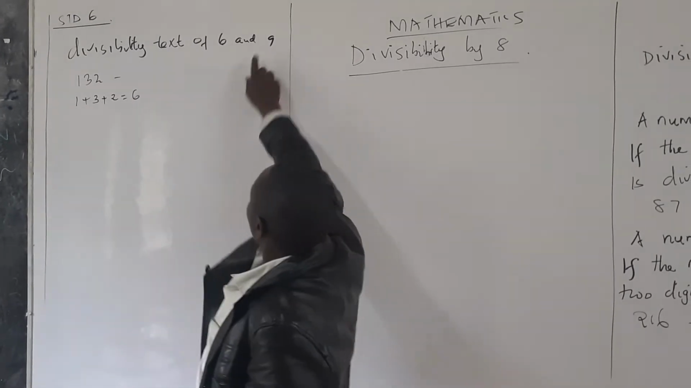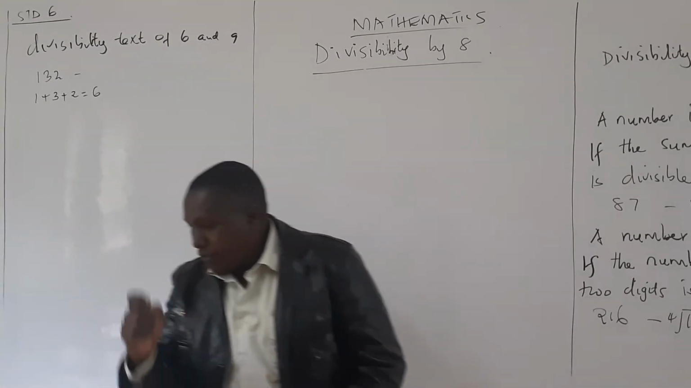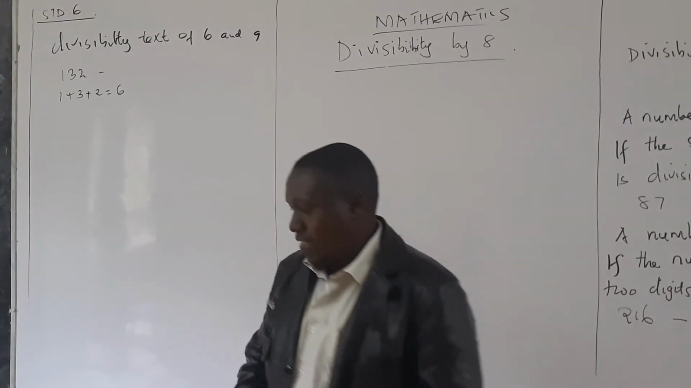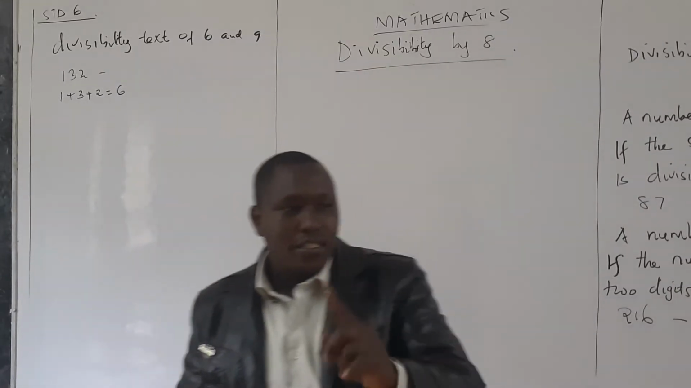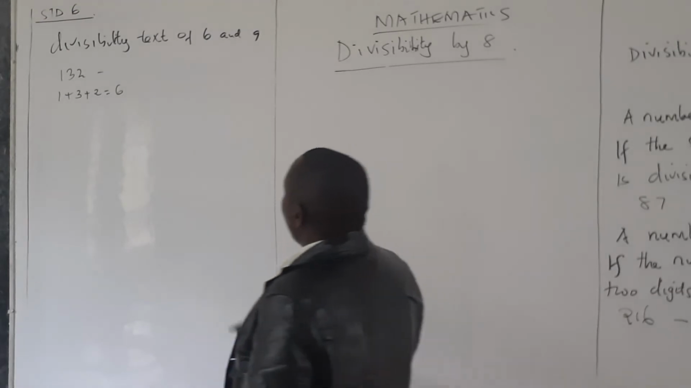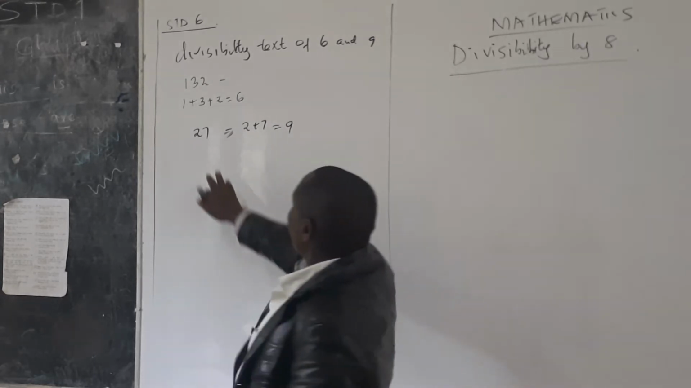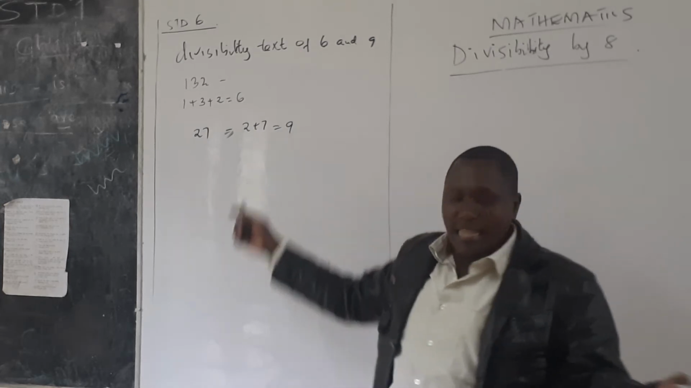Now, divisibility test of 9. A number is divisible by 9 if the sum of its digits is 9 or a multiple of 9. For example, we can have the number 27. When you get 2 plus 7, you'll have 9. So that means 27 is divisible by 9 because the sum of its digits is 9.